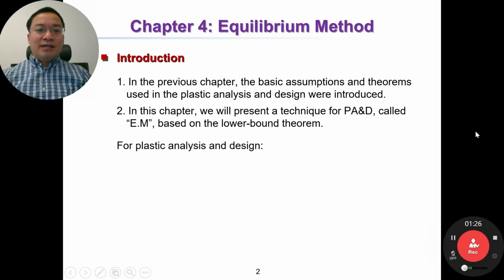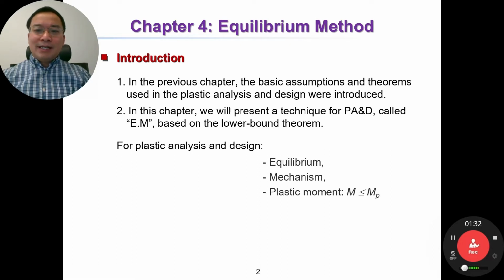As you already know, in plastic analysis and design, three conditions should be satisfied. The first condition is equilibrium. The second is the mechanism condition. And the last one is the plastic moment condition: the moment should be smaller than Mp, the plastic moment of the section.